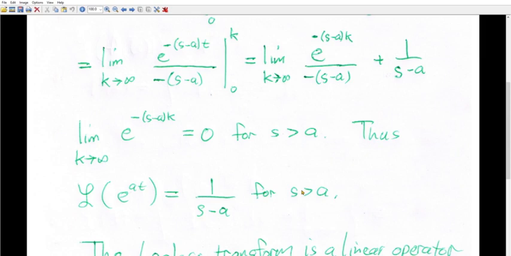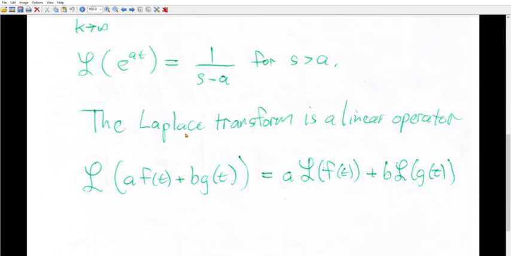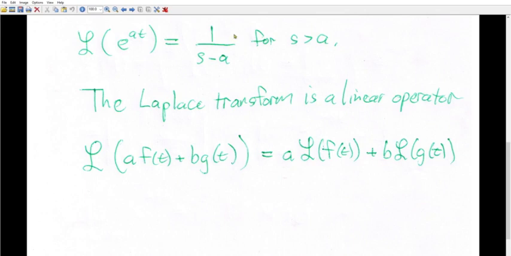Now, there are some important properties that our operator has, and probably the most important is that the Laplace transform is a linear operator. Just like a whole lot of things in our course have been linear operators, so is the Laplace transform. And the basic idea here is that if you Laplace transform a times f of t plus b times g of t, it's a times the Laplace transform of f of t plus b times the Laplace transform of g of t.